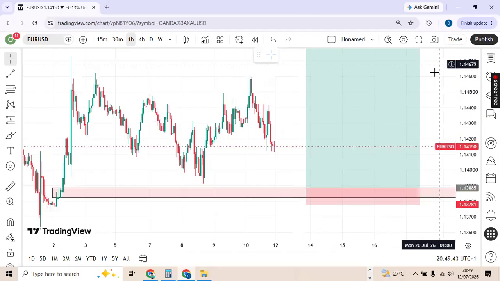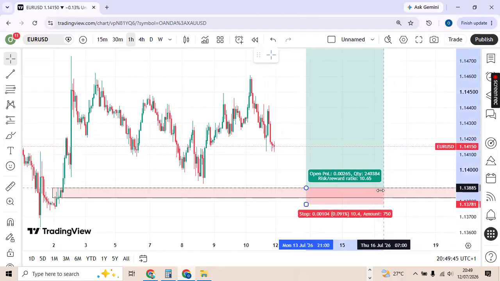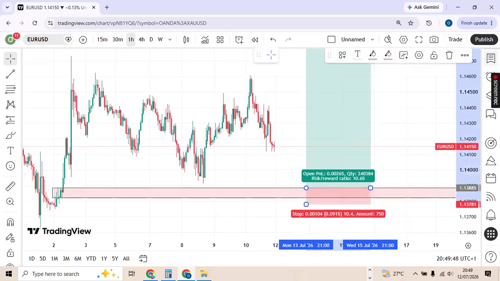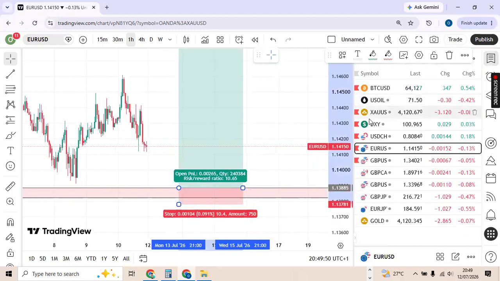But before I continue this Euro USD analysis, I just want to say that today we are going to be analyzing Euro USD, GBP USD, GBP CAD, GBP JPY, USD CHF, and gold. These are the pairs I'm going to be analyzing today. I think gold and BTC are going to be the last pairs that I analyze today.